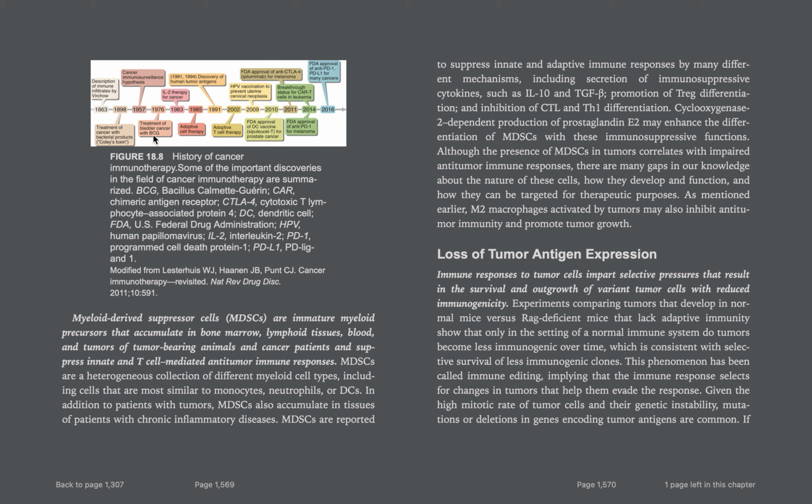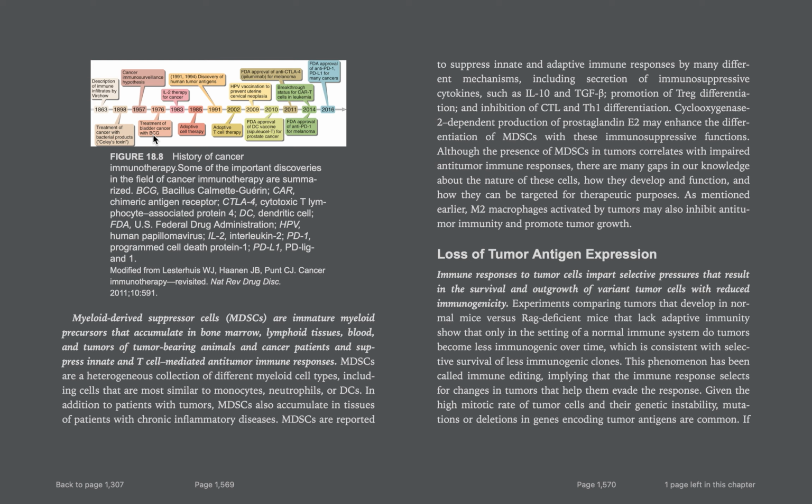Loss of tumor antigen expression. Immune response to tumor cells impart selective pressure that result in the survival and the outgrowth of variant tumor cells with reduced immunogenicity. Experiment comparing tumor that develop in normal mice versus RAG deficient mice that lack adaptive immune show that only in the setting of normal immune system do tumor become less immunogenic over time, which is consistent with selective survival of less immunogenic clones.